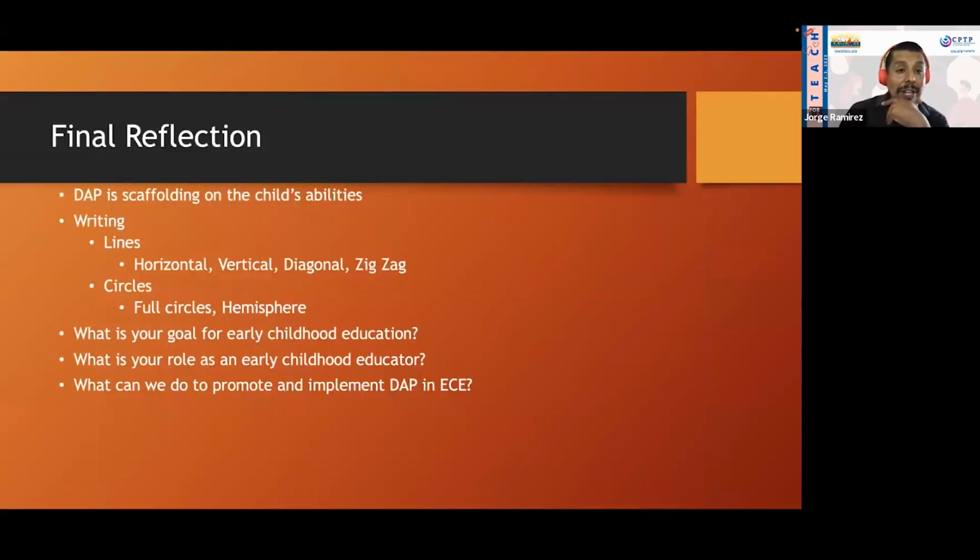Our final reflection in the last 3 minutes is DAP is scaffolding on the child's ability, right? I want to talk about writing. There's a lot of pressure to get the children to write, and oh my goodness, I just have to get them to write because that's what everybody wants them to do. Tell me a letter, any letter. Oops, sorry. Somebody tell me a letter. What letter do you want me to write?